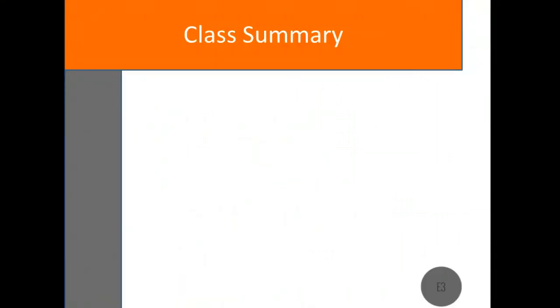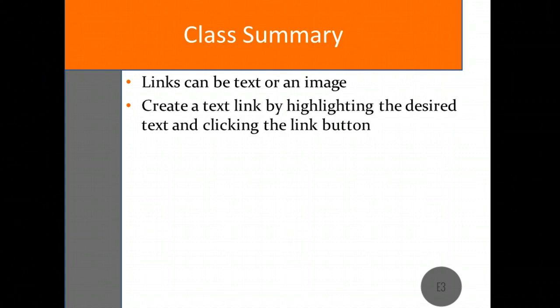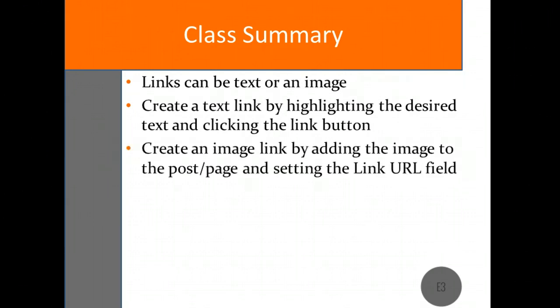Let's recap what we've covered in today's class. You can create a link using either text or an image. To create a link using text, simply enter the text you'd like to use for your link in the editor and then highlight your text and choose the link button. You can also use images and other media as links by adding the media through the Add Media button and specifying the link information under the Link URL field.